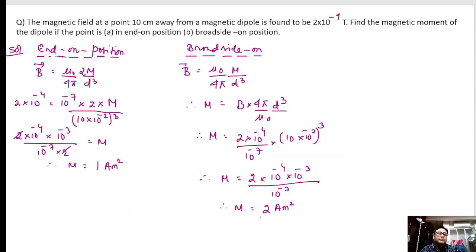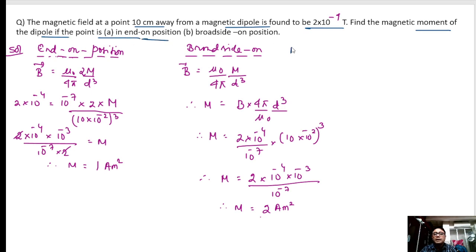Similarly, the magnetic field, please watch here, the magnetic field at a point 10 centimeter away from the magnetic dipole is found to be this. Find the magnetic moment of the dipole if A is end-on position.